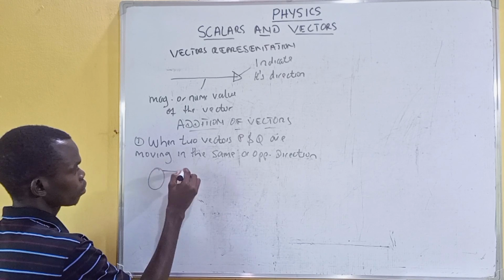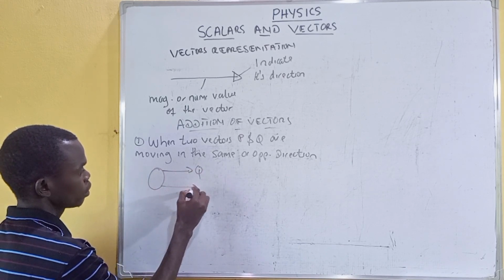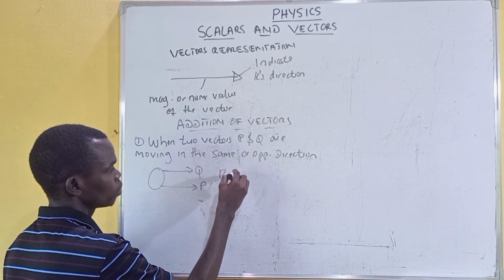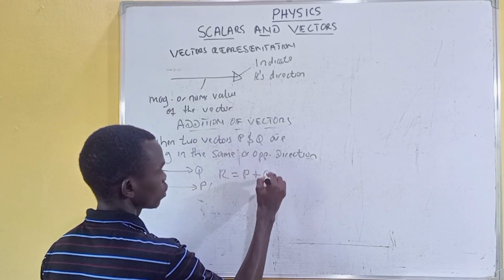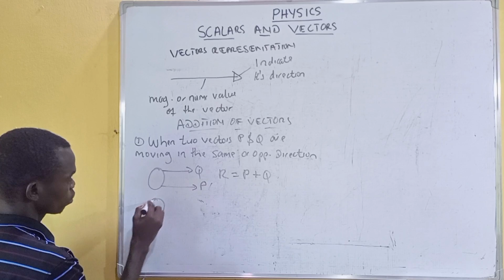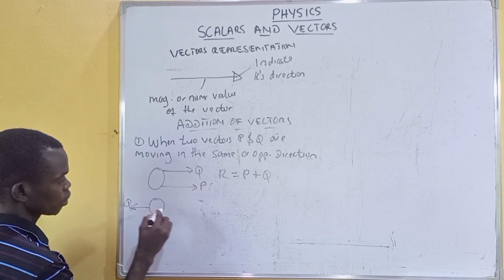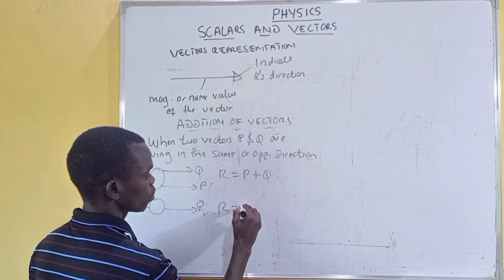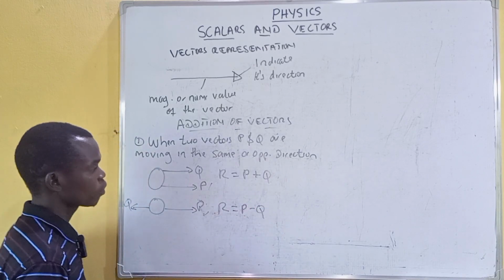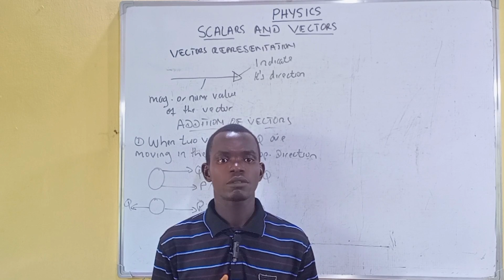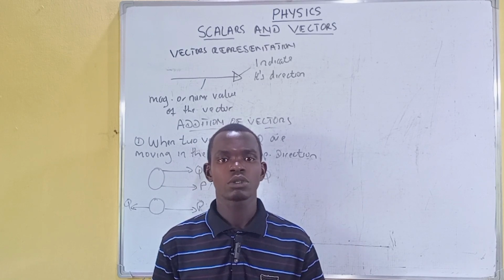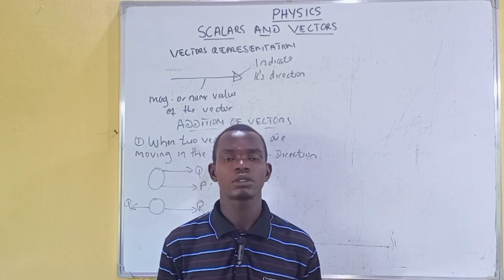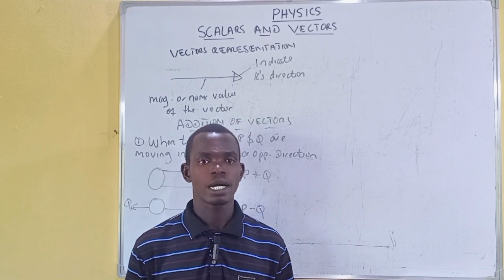If the two vectors Q and P are moving in this direction, their resultant vector will be equal to P plus Q. And if the two vectors are moving in opposite directions, the resultant vector will be equal to P minus Q. And what is a resultant vector? A resultant vector is the vector that results from the addition of two or more vectors, or the combined effect of all the individual vectors, and it is represented in magnitude and direction.